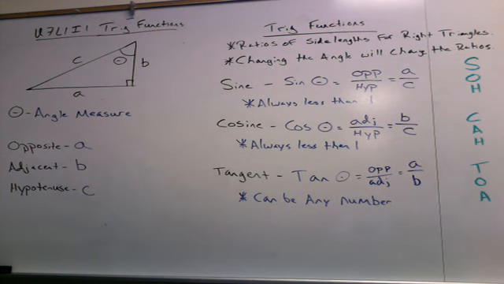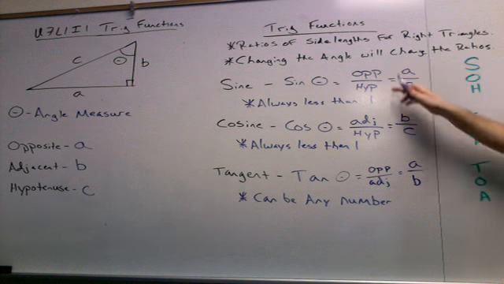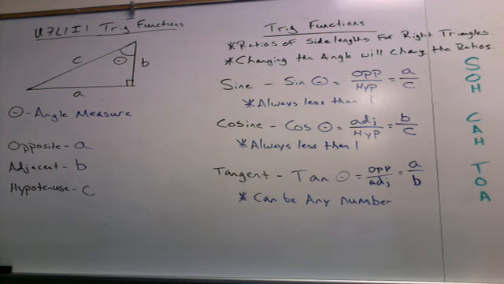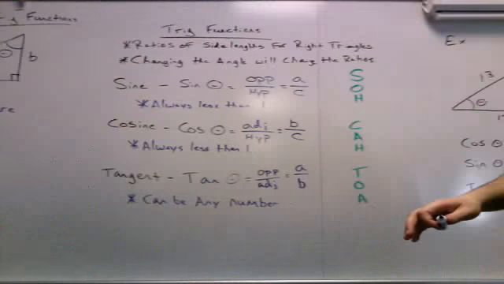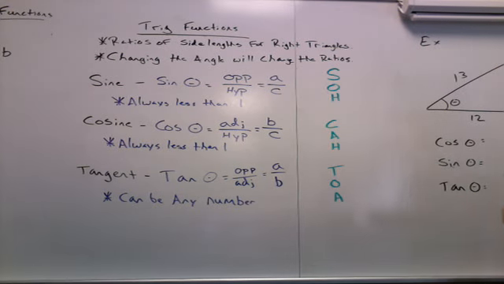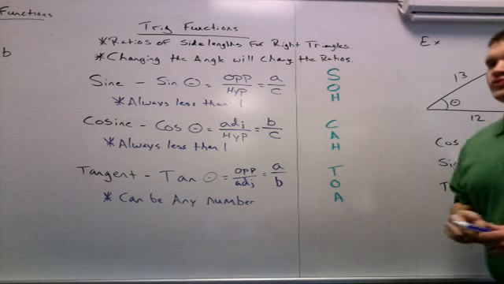Now, sine, cosine, and tangent. These ratios, opposite over hypotenuse, adjacent over hypotenuse, and opposite over adjacent, are things that you will need to memorize for the ACT. So if you're planning on taking the ACT and scoring well, you need to be able to memorize those ratios.